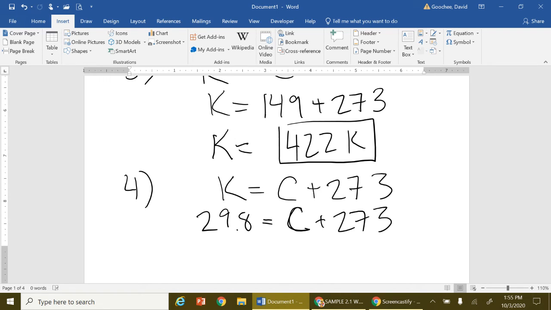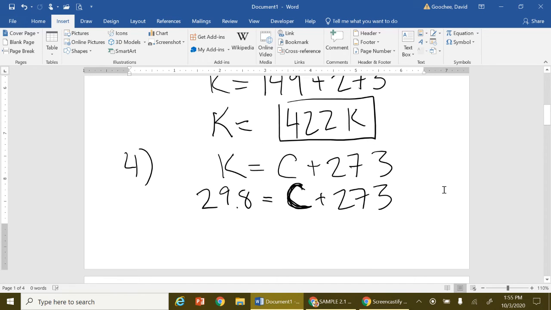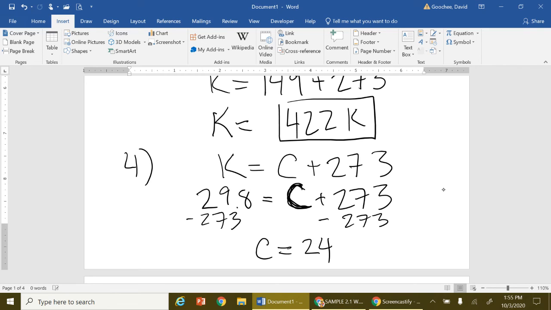So this might seem complicated, guys. This is just an algebra problem. We're solving for C here. Right now, C is being added to 273. So how do we undo plus 273? We subtract 273 from both sides. So 29.8 minus 273, and we get that the Celsius temperature is negative 243.2 degrees Celsius.